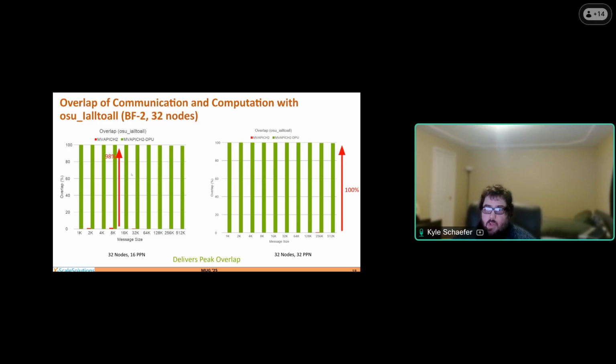And because it's based on MVAPICH2, it has all of the features that come with MVAPICH2. And what we add is a framework to offload non-blocking collectives like all-to-all, all-to-all V, and bcast. And then we can also offload point-to-point communication.